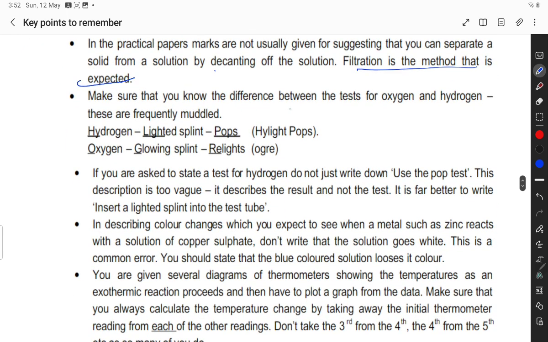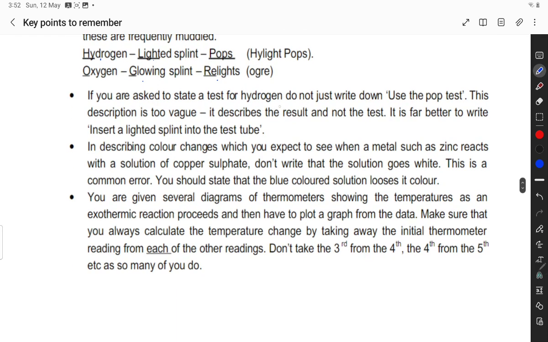Make sure that you know the difference between the test for oxygen and hydrogen. These are frequently muddled. Hydrogen pops in flame with a lighted splint, and oxygen relights the glowing splint. If you are asked to state the test for hydrogen, do not just write down use the pop test. This description is too vague. It describes the result and not the test. It is better to write insert a lighted splint into the test tube.